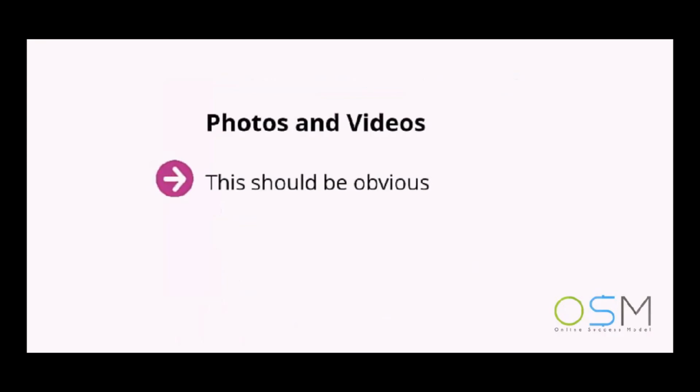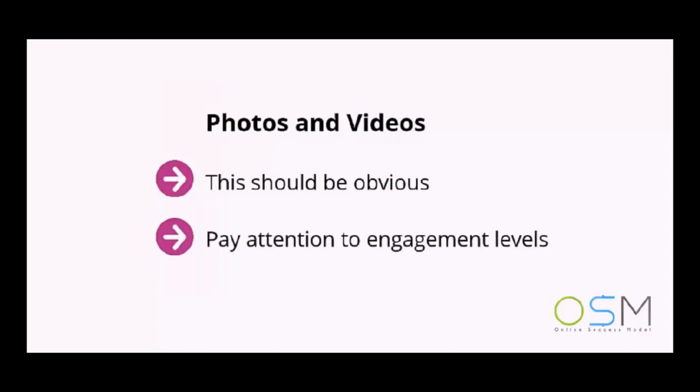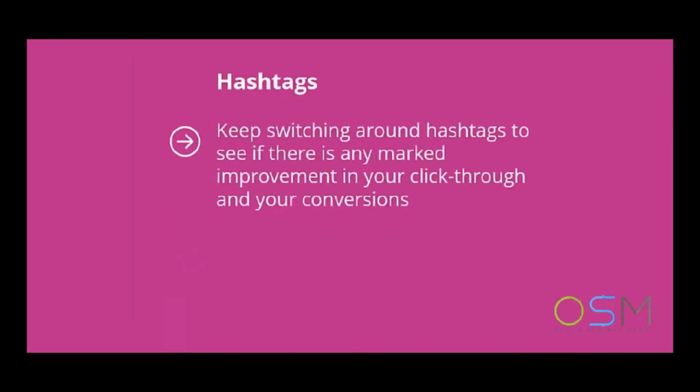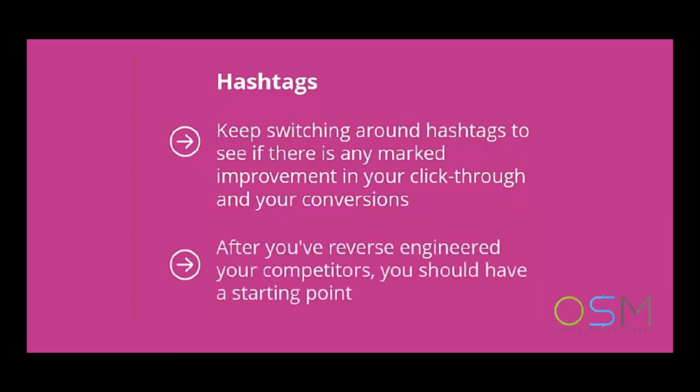Photos and videos. Now, this should be pretty obvious, but basically post more of the ones that get more clicks. Pay attention to engagement levels and use those types to get even more engagement on new ones. Hashtags. Keep switching around hashtags to see if there is any marked improvement in your click-through rate and your conversions. Now, after you've reverse engineered your competitors, you should have a good starting point, but don't stop there. Keep playing around and keep customizing to see if you can find one that works for you.